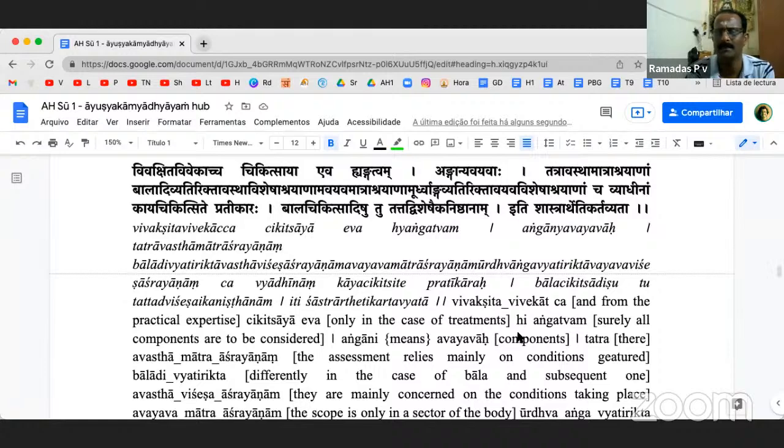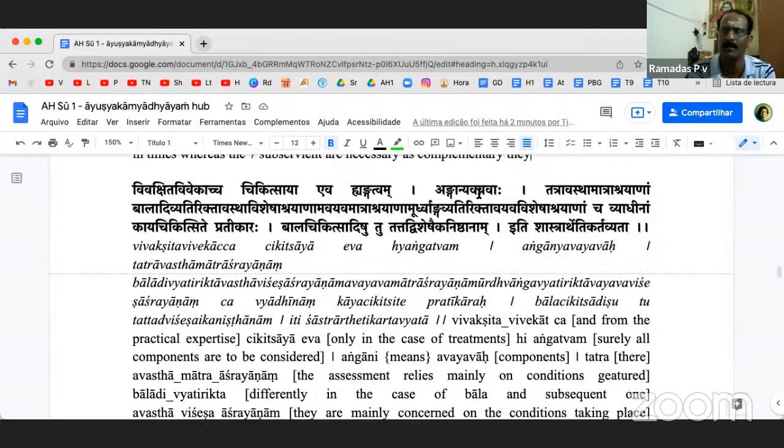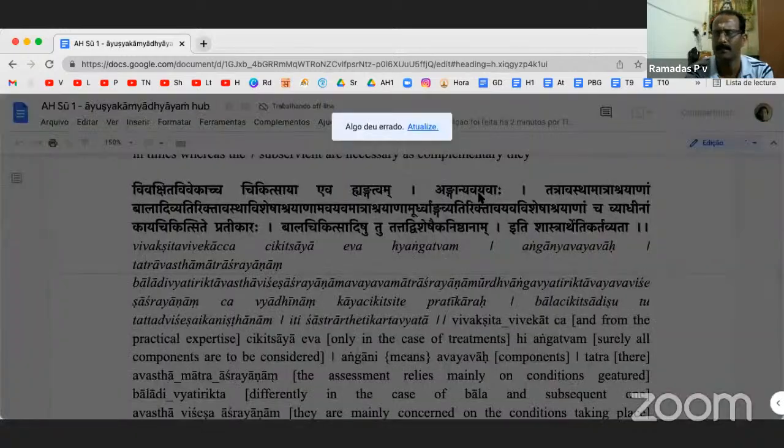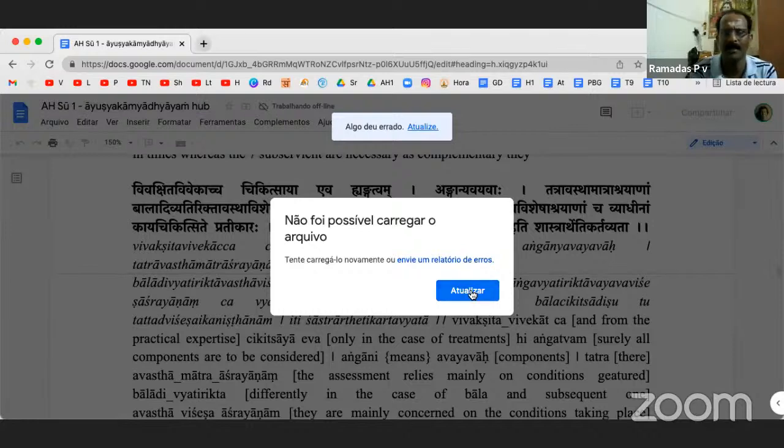Tatra avasthamatra ashrayana bālādi vyatirikta avastha vishesha ashrayana avayava matra ashrayana urdhvāṅga vyatirikta avayava vishesha ashrayana cha vyādhīnam kāyeti pratikara. Here avastha matra ashrayana, only avastha matra, just like vayaḥ, it is only avastha matra. Jara, it is only avastha matra. Only avastha is different, but the whole body is being taken. But bālādi etc. are not like that. Something different from that also has to be taken.